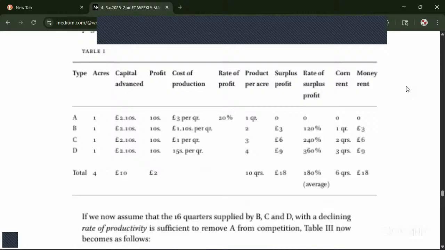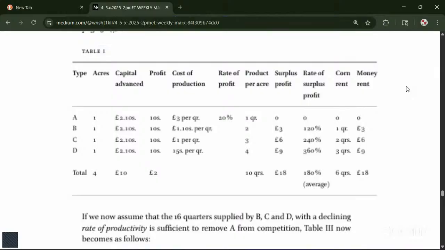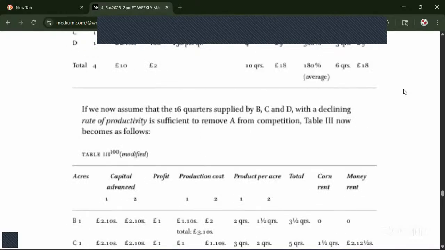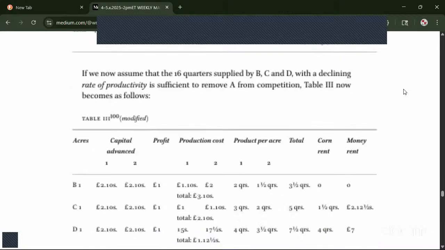And so, yes, if we now assume that the 16 quarters supplied by B, C, and D with a declining rate of productivity is sufficient to remove A from competition, Table 3 now becomes as follows. So there's a modification and a shift, and I know you'll have trouble finding it, but it's sort of there: capital advance 1, 2, production cost 1, 2, product per acre 1, 2, acres B1, C1, D1.